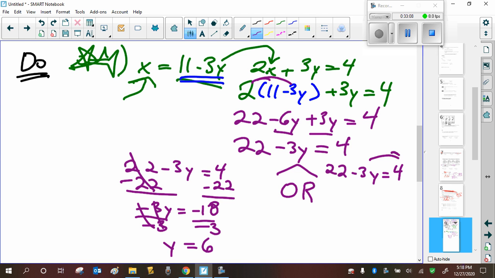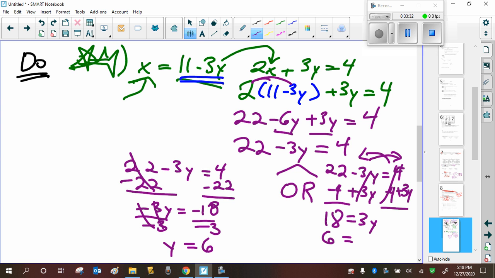The other thing you could do is make the y positive by adding 3y. And if you do that, you need to get rid of the 4 here, so you subtract 4. Those cancel. You get 18 equals 3y, and divide by 3. You get y equals 6 there as well. So either way, y equals 6.